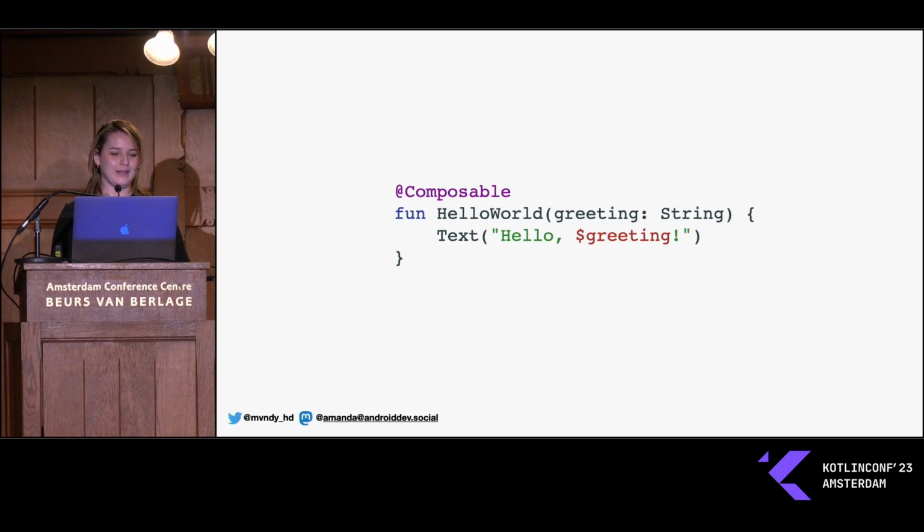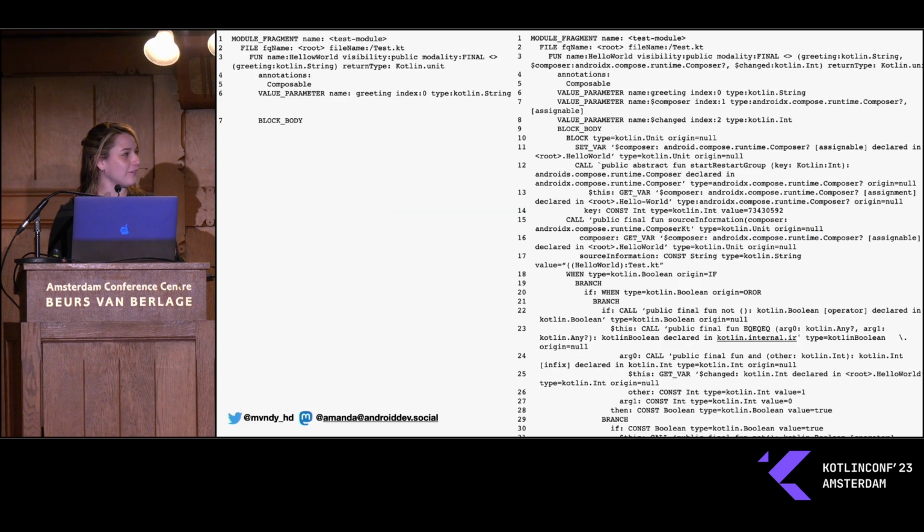So now that we've looked into some code, not too much, just a little bit, we're going to go back to our composable example. We talked about the human-readable version of what it looks like for IR. Now we're going to look at what it actually looks like, and this is what it actually looks like.